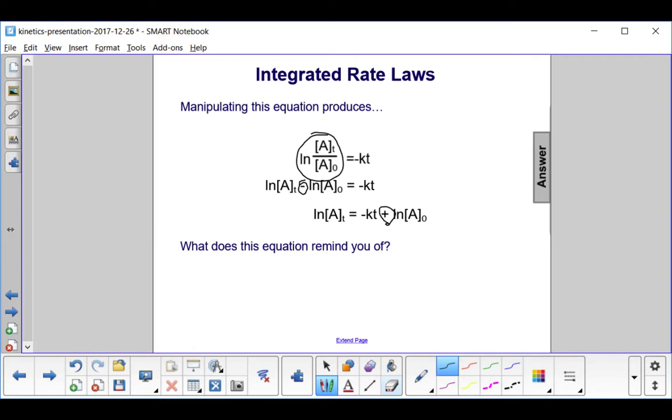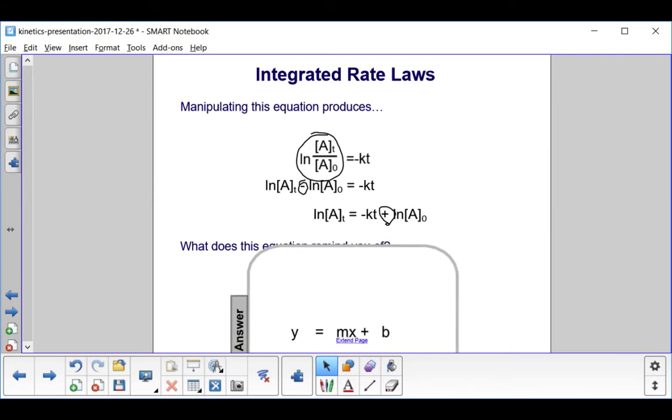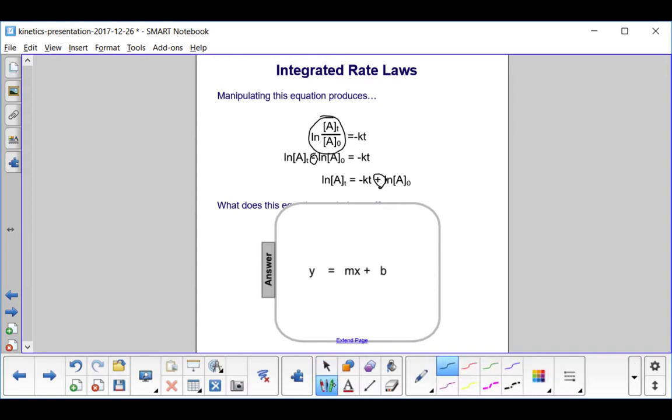So what does this equation remind you of? Here's the really interesting thing. This looks a lot like a line. It looks a whole lot like y equals mx plus b, where this is my y, t is my x, and the natural log of A0 is my b. Remember, the significance of m is the slope. So the slope is equal to minus k.